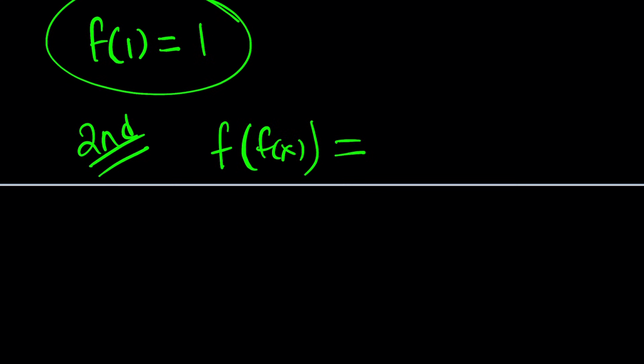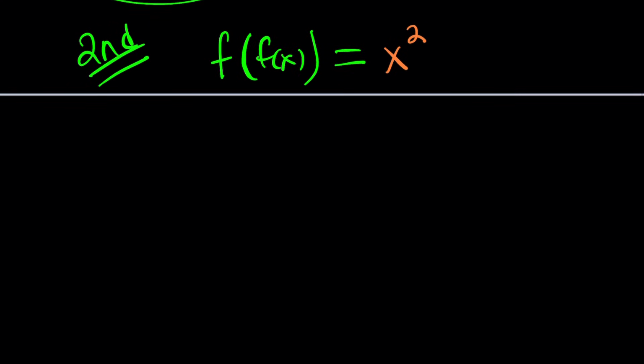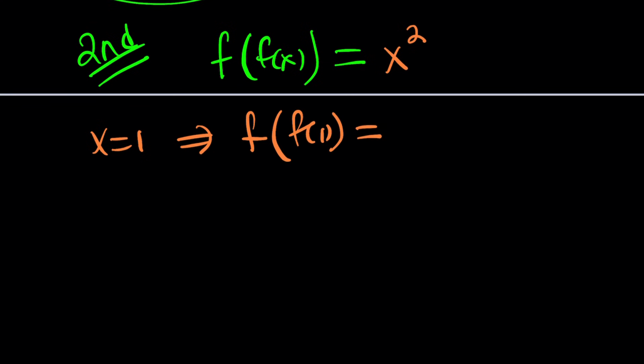So let's think about it this way. Instead of trying to guess what f of x is, let's try to find f of 1 only, because you don't really need to find f of x. They're not asking for f of x, are they? So why would you do extra work, right? So kind of being lazy helps here. So let's replace x with 1. That gives us f of f of 1 equals 1 squared, which is 1. Beautiful, right? Now we found that f of f of 1 is equal to 1.